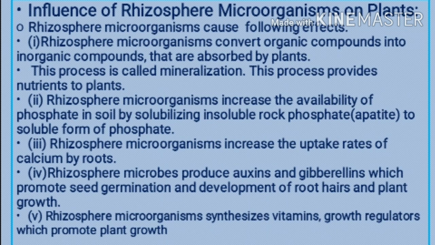Rhizosphere microorganisms also produce plant growth promoting substances such as auxins and gibberellins, which promote seed germination, the development of root hairs and plant growth. So rhizosphere microorganisms, in that way, promote plant growth by producing phytohormones like auxins and gibberellins. Rhizosphere microorganisms also synthesize vitamins and growth regulators. These vitamins and growth regulators released by the rhizosphere microorganisms promote plant growth.